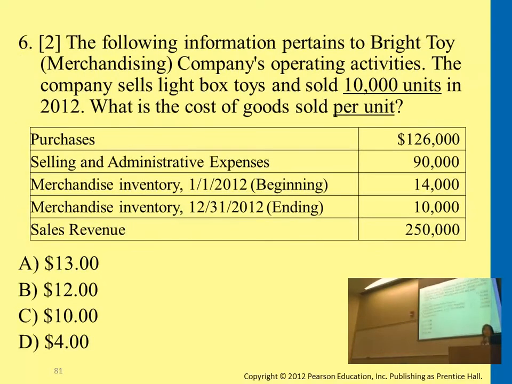Okay, let's take a look at number 6. The following information relates to Bright Toy Company's operating activities. The company sells light box toys and sold 10,000 units. So what is the cost of goods sold, not in total amount, just per unit's cost of goods sold? So the first question would be how to calculate cost of goods sold, right? So how do we calculate cost of goods sold?